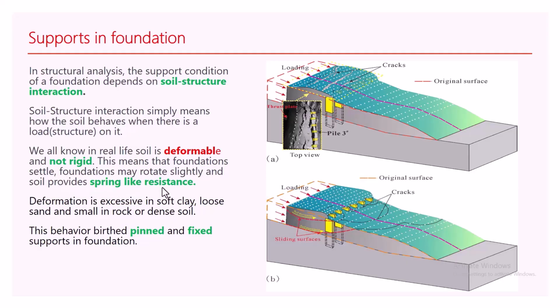Okay, so because of this, I've given an example that if you step on the soil, it's going to deform, going to compress. That is deformation. It is not rigid, not like when you step on a stone, which does not compress. Now, because of this deformable character, when there is a load on the soil, the foundation will settle. The foundation may also rotate slightly, and the soil will provide a spring-like resistance. We are going to explain what the spring-like resistance means in the next slide.